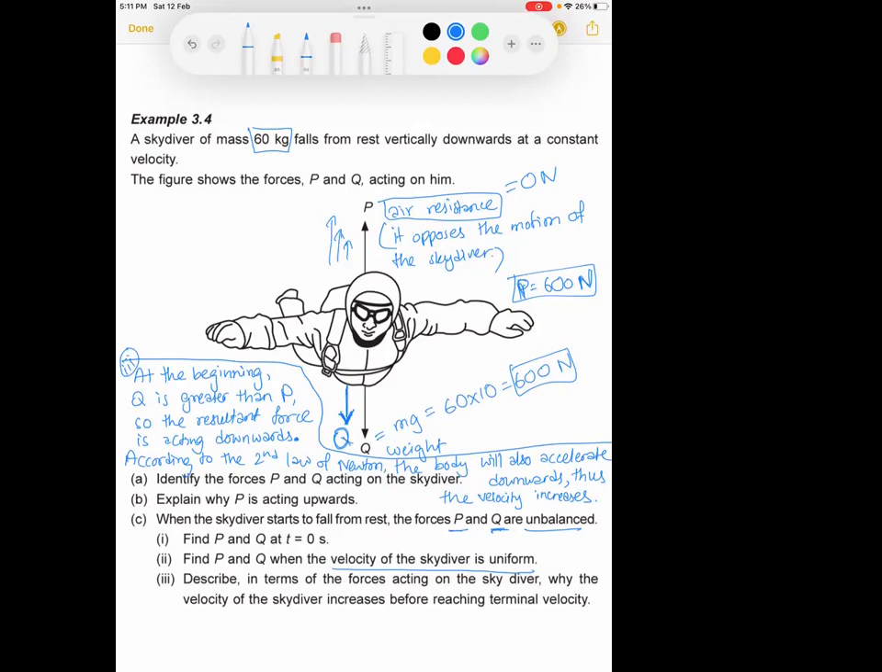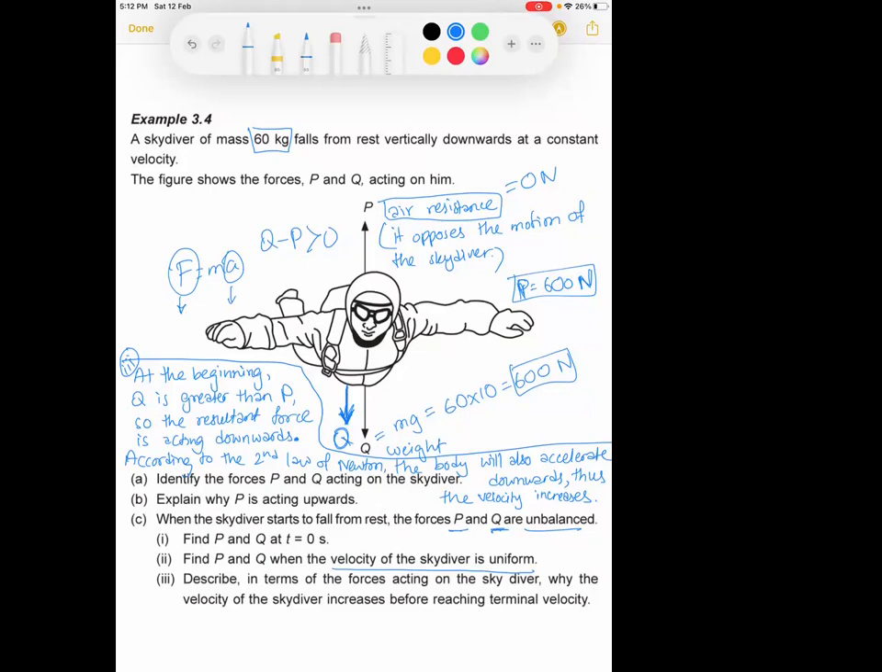So at the beginning, obviously, P is less than Q. If you find the resultant force, which is the difference between these two forces, Q minus P, it is greater than 0. So the resultant force is acting downwards. Due to this resultant force, like we already know, F equals ma, we will have an acceleration, which also acts downwards. And that's why the velocity will keep increasing, because there is an acceleration.